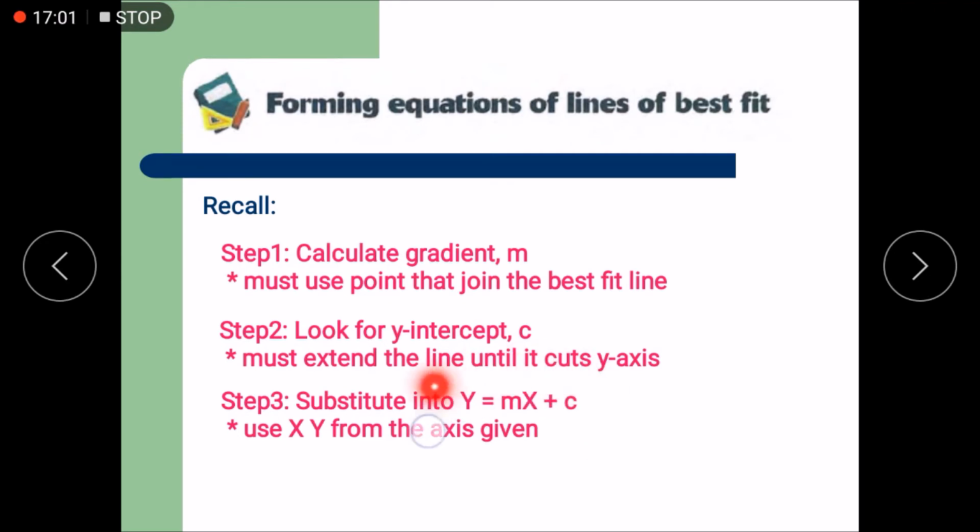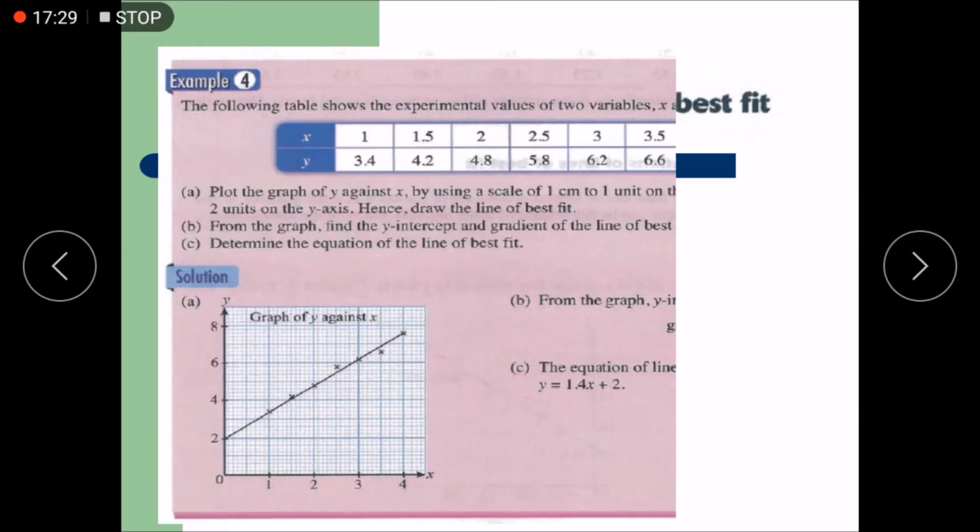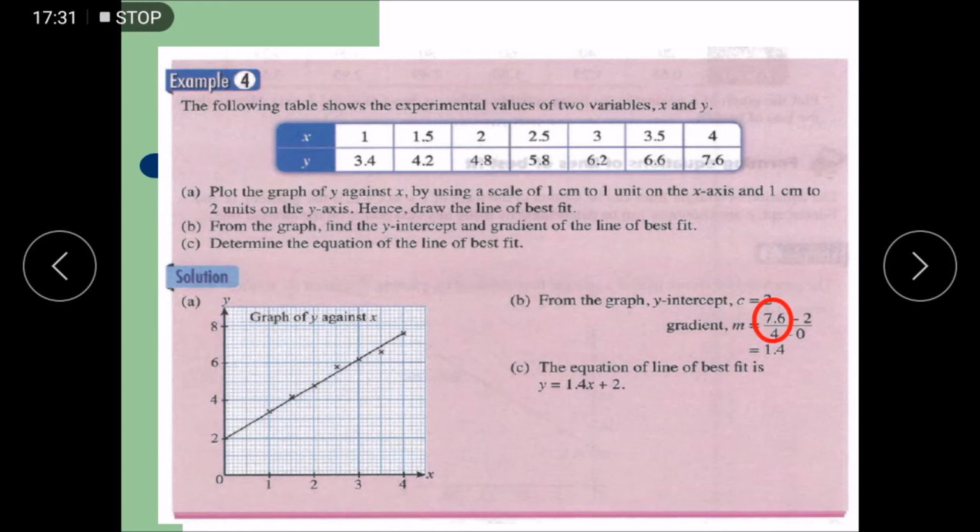And step 3, you have to substitute the value. You just substitute the m and the c into the equation, but make sure your X and Y here now are the labels of the axes, not just X and Y. That's why I use a capital letter here, to show it's not really Y and X, it's just a variable. A variable can vary according to the X and Y axes that are given.